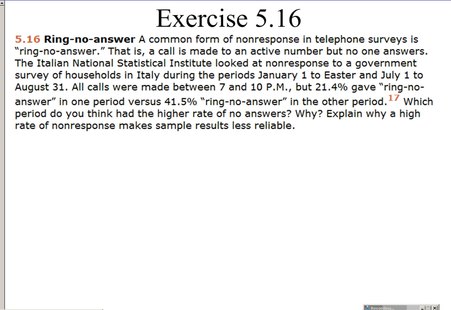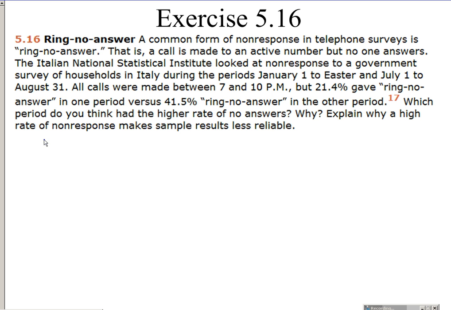A common form of non-response in telephone surveys is ring no answer. That is, the call is made to an active number, but no one answers. The Italian National Statistical Institute looked at non-response to a government survey of households in Italy during the periods of January 1st to Easter and July 1st to August 31st. All calls were made between 7 and 10 p.m., but 21.4% gave ring no answer in one period versus 41.5% ring no answer in the other period. Which period do you think had a higher rate of no answers and why? Explain why a high rate of non-response makes sample results less reliable.